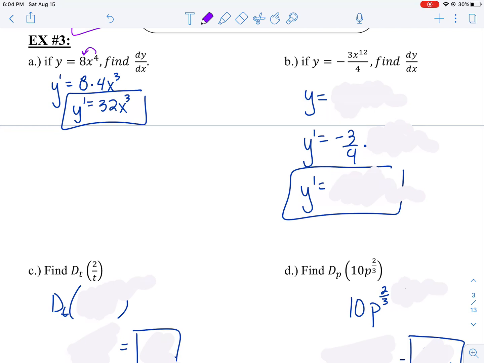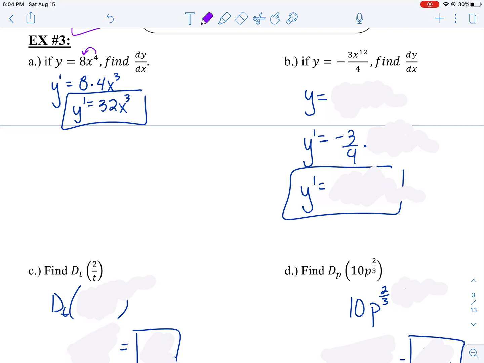All right, it might not be as obvious though to pick out that there is a coefficient on our function. Look at b. b says we have y equals negative 3x to the 12th over 4, and we want to find dy over dx, the derivative. This looks a little bit funky, right? We don't have problems where we have division. We don't know how to take derivatives of division problems yet. So we must have to rewrite this problem into a rule that we do know.